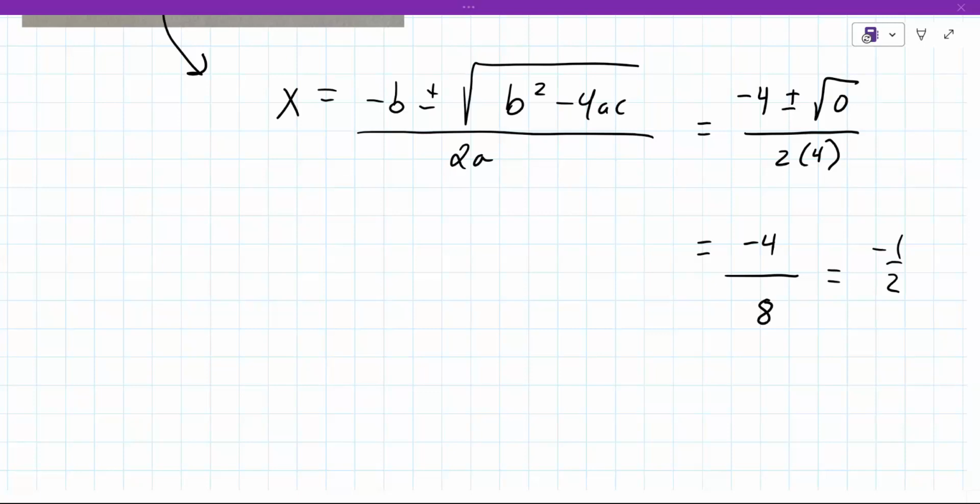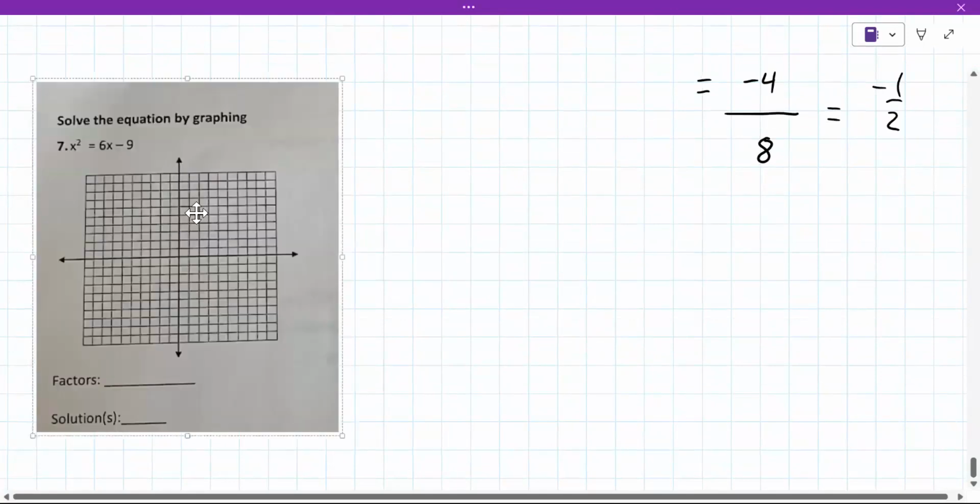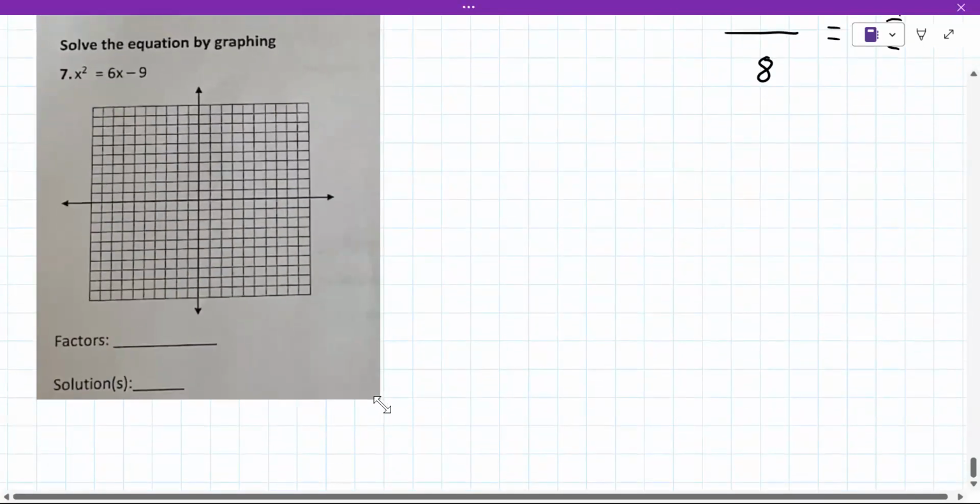I think graphing would be important. I just don't know where I should write that information. I'll just write it under the factoring box. You kind of are going to factor here.